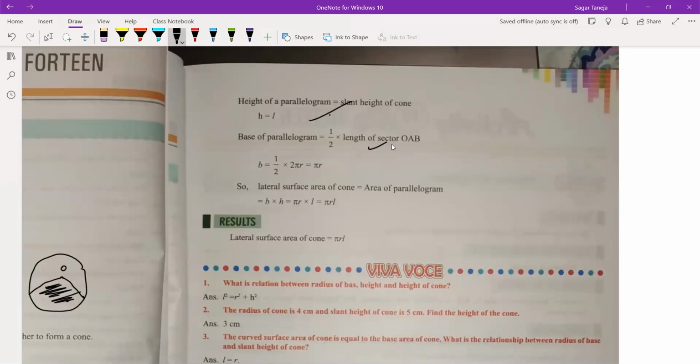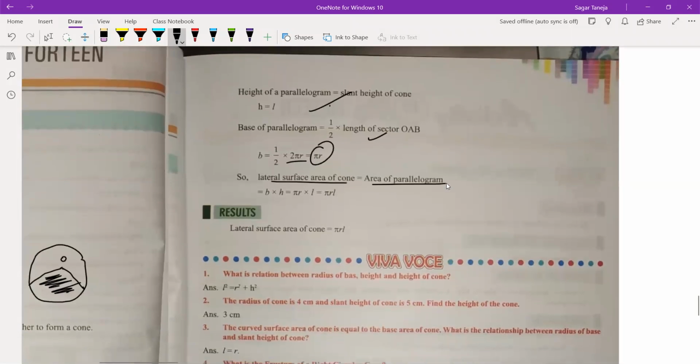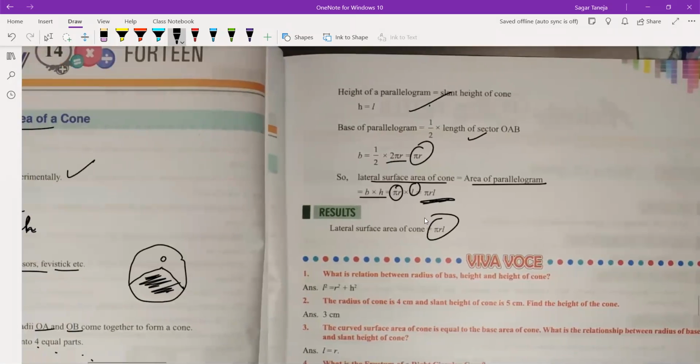If the length of the sector is 2 pi r, then base of the parallelogram will be half of that, pi r. So lateral surface area of cone will be area of parallelogram, that is base into height. Base is pi r and height is L. So pi r L is the lateral surface area of cone.